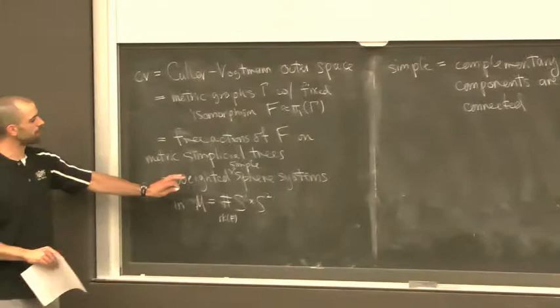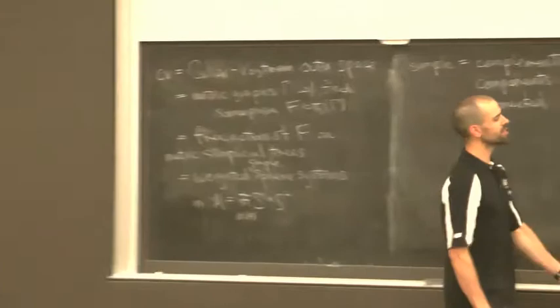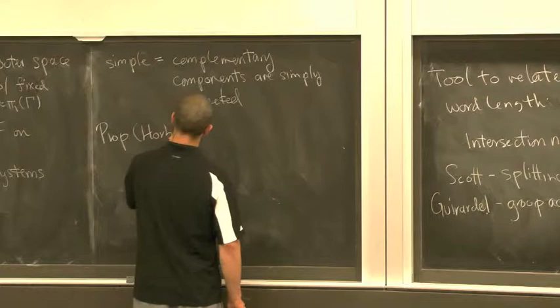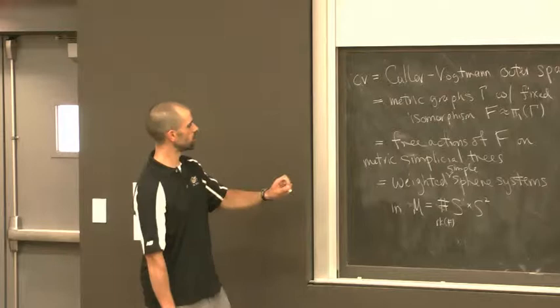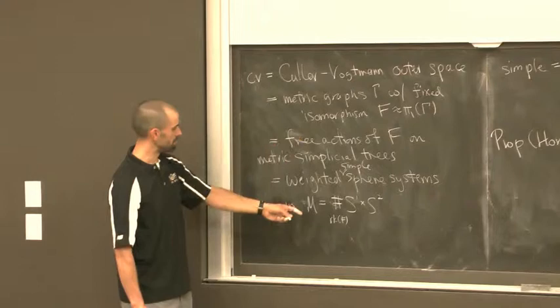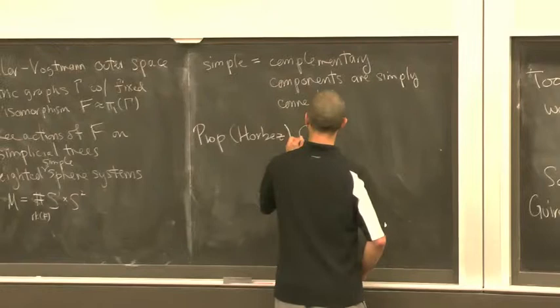I'll also mention that in this third interpretation of outer space as weighted sphere systems, this intersection number is in fact just equal to the geometric intersection number. This was proved by Camille Horbez. Looking at these different interpretations, the Guirardel intersection number between trees equals the normal geometric intersection number you would have for spheres, looking at the minimal number of components of intersection over isotopic things. And they're just multiplying by weights or something? Exactly.